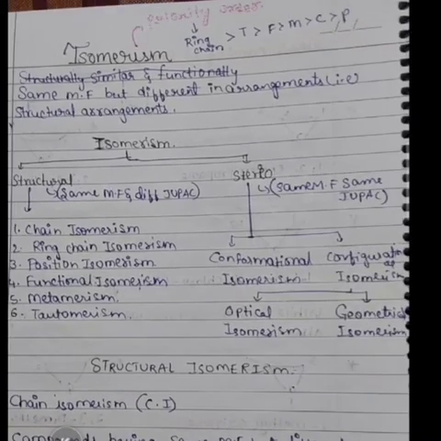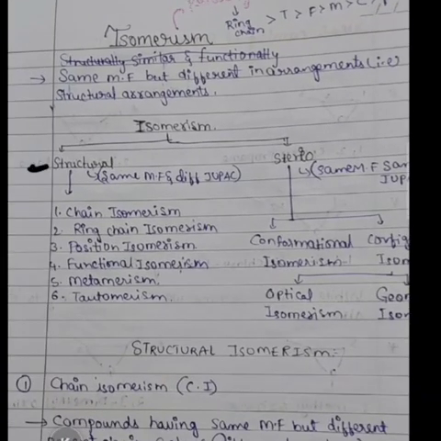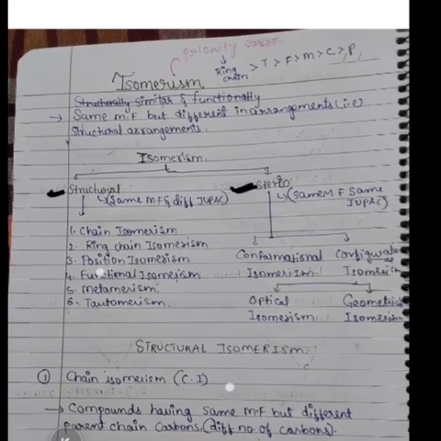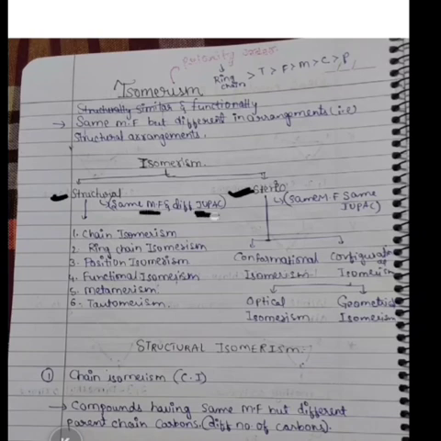Usually there are two types of isomerism: one is structural and the other is stereoisomerism. Structural isomerism is nothing but having the same molecular formula but a different IUPAC name. And stereoisomerism is nothing but the same molecular formula as well as the same IUPAC name.